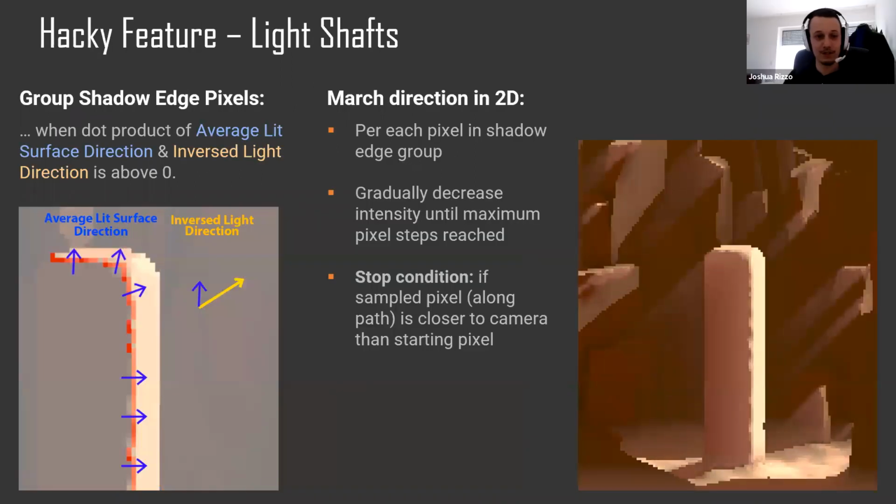One of the hacky features which took me quite long is the light shafts. I basically started by looking at the pixels which are the border of shadow and light, and then try to find the average lit surface direction and compare it to the inverse light direction. Then I get the dot product of this, and if it's above 0, I know this is a place where I can start ray marching in 2D. And then the marching happens, like I said, in 2D, and it gradually decreases. The stop condition is actually a pixel which is closer to the camera than the initial starting pixel.